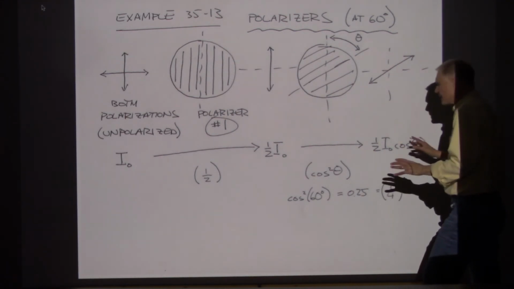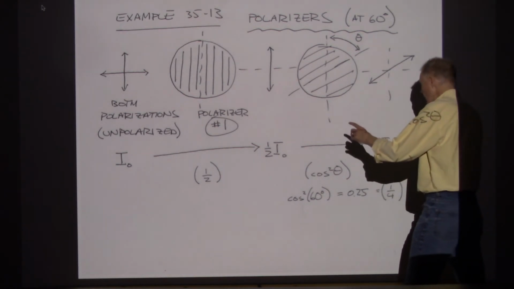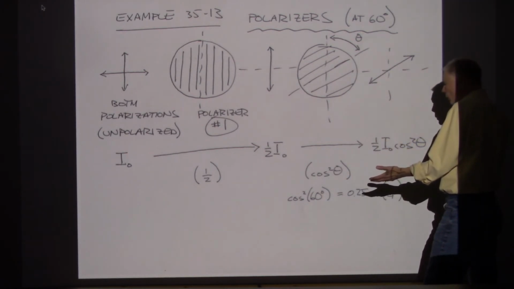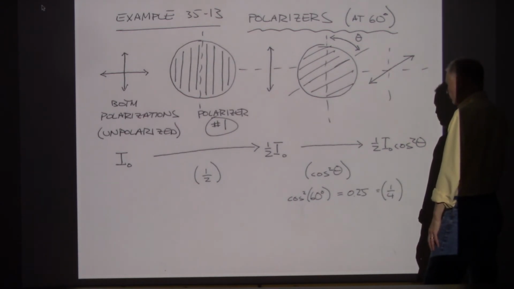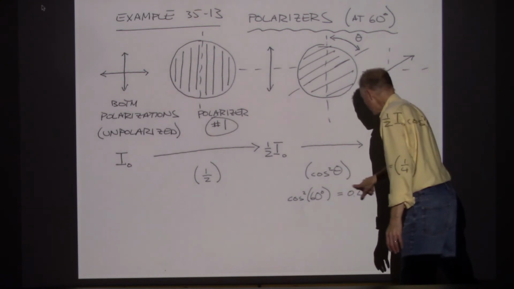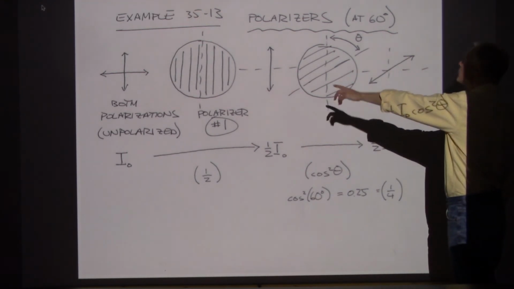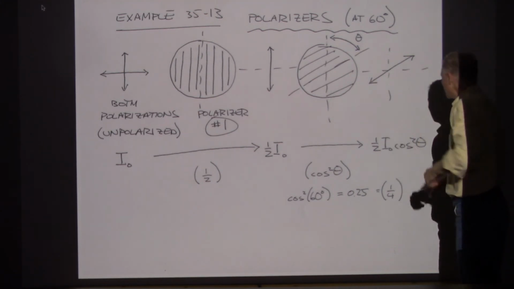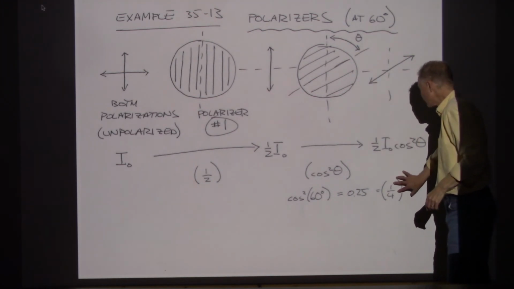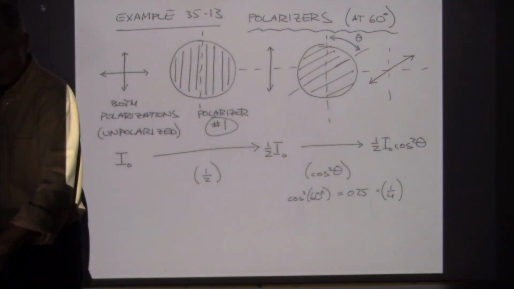Now the number they gave us was 60 degrees, and so that's another factor of, oh, that's 1/4. Okay, is that right? Cosine of 60 is 1/2, right? Yeah, 1/2 squared is 1/4. So 1/2 of the light gets blocked by the first polarizer. Of the remaining light, 1/4 of it gets through. So I'm down to 1/8 of the original light.